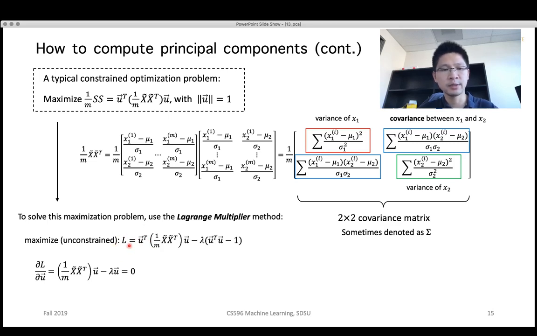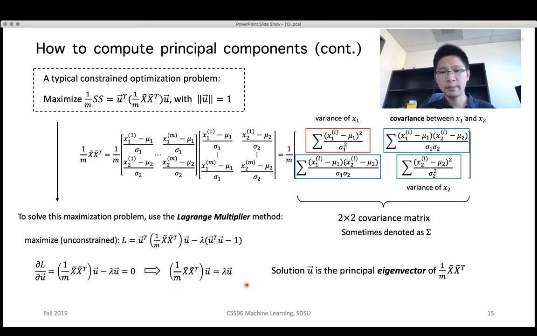Therefore, we just need to take the derivative of this Lagrangian with respect to u, which results in this form: the covariance matrix times u minus lambda times u equals 0. This equation on the right can be further rewritten this way, and this is a commonly appearing form in linear algebra. So the solution to the original constrained optimization problem is the eigenvectors of this covariance matrix.